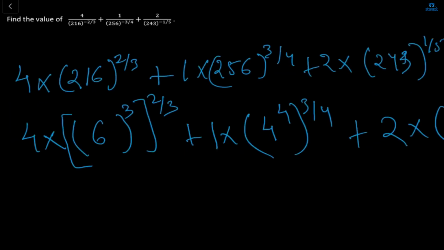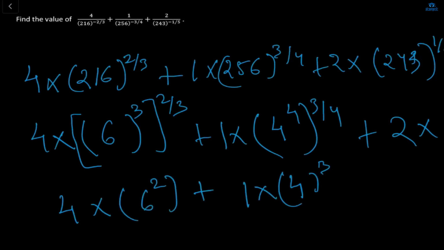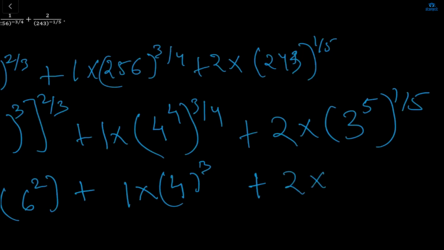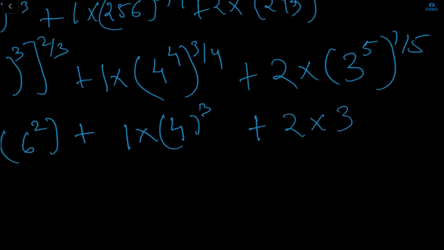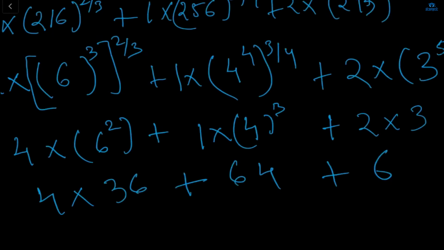Okay, Razi, now if you see here, it can get cancelled. So you'll get 6 square plus 1 into 4 cube plus 2 into 3. The 5 will be cancelled, but still the 3 will remain. So 6 sixes are 36, plus 64, plus 6. So your total sum will be 214. Any doubt, Razi, now?